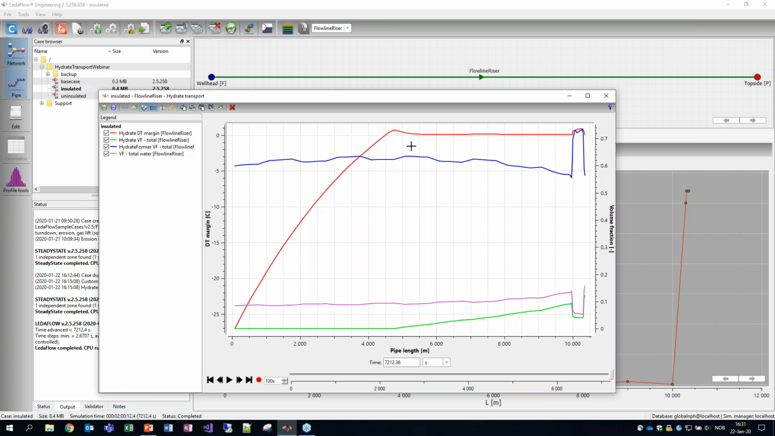What's the limit for the maximum relative viscosity? There's not really a limit, but at some point the viscosity will be so high that the pressure drop will be enormous, and then the simulation will stop. I don't think the LedaFlow model is entirely validated for extreme viscosities resulting from the hydrate particles. So I would say that using a hydrate fraction of more than 50% is maybe a bit dangerous.